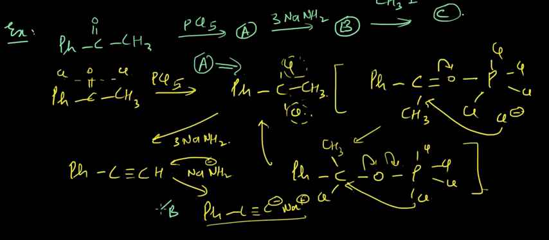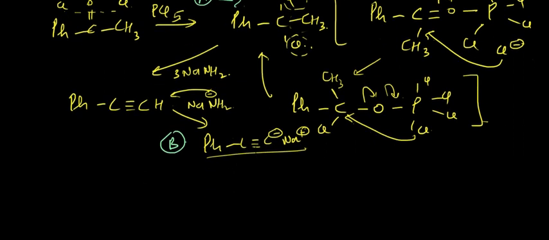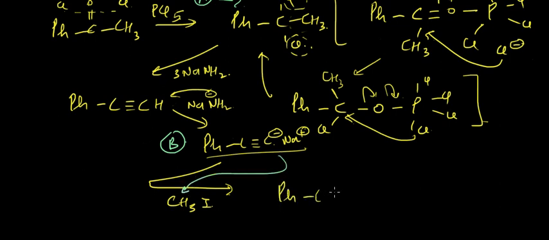This is B. Now this B product undergoes reaction with CH3I. So what happens is, this attacks on CH3I to form a product like this, plus NaI would be formed. Okay, so this is product number C.